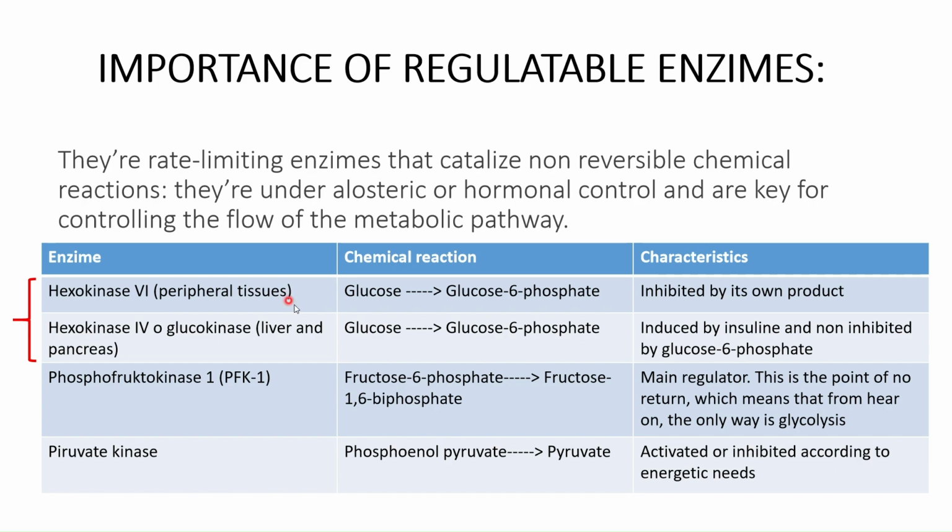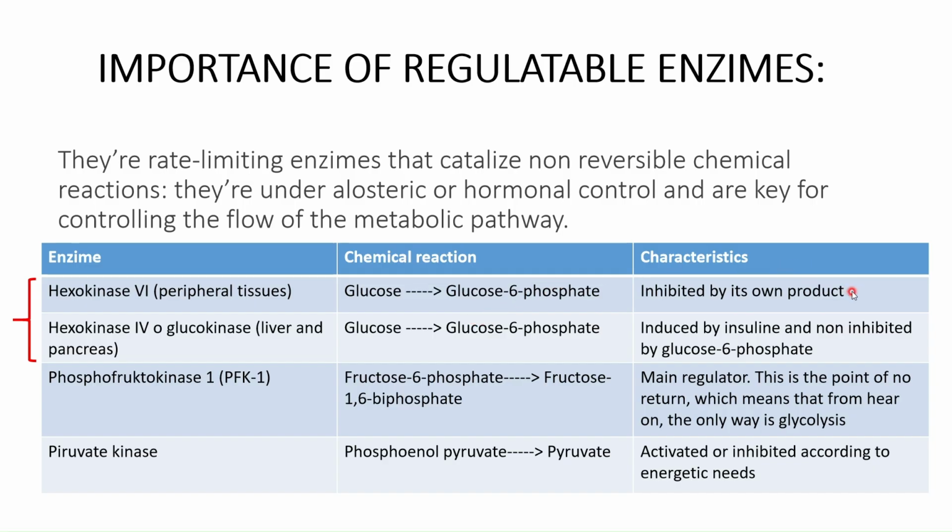But look, they have some different characteristics, but they are going to be performing the same chemical reaction, which is glucose is phosphorylated into glucose 6-phosphate. Same chemical reaction, okay? Characteristics. Hexokinase 6 is going to be inhibited by its own product. And this is important because if it has a lot of the same product, and this is a peripheral tissue, that means that it's going to put on a traffic light, or it's going to brake. It's going to stop the chemical reaction.